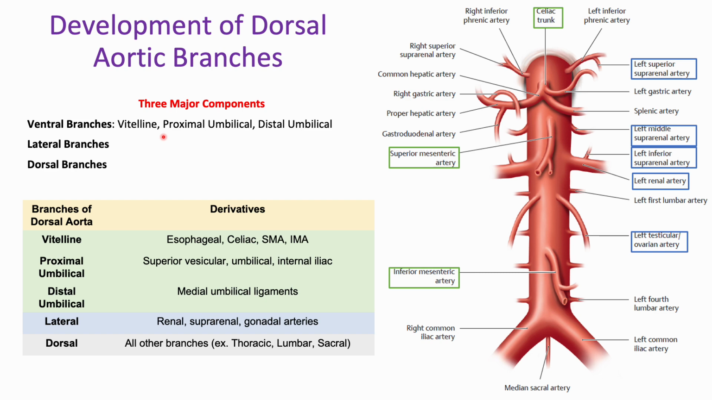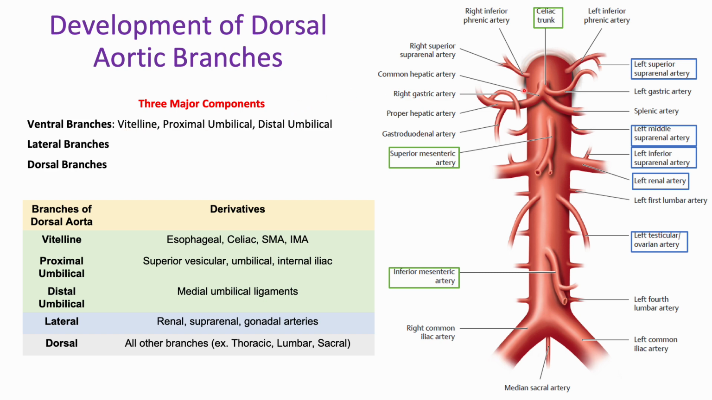The ventral components are going to be broken down into 3 other categories. We're going to have the vitelline components, the proximal umbilical, and distal umbilical. So these are components that we're going to be thinking about. But really, if you think to the adult anatomy, it makes sense. There are a couple of ventral branches that come off the abdominal aorta. So the vitelline components correspond to anything that's supplying the GI system.